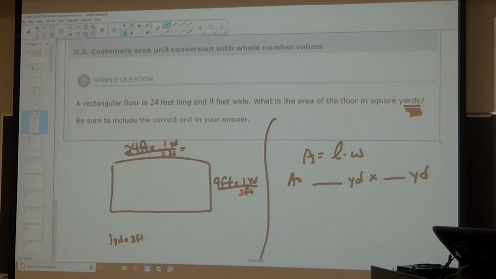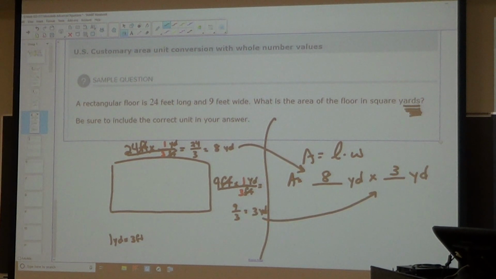Top times top for the first one: 24 over 3. 24 divided by 3 is 8 yards. For this one, top times top is 9, divided by 3 is 3. So we have 8 yards times 3 yards, which is 24. And because it's area, what's the answer in? Square yards.